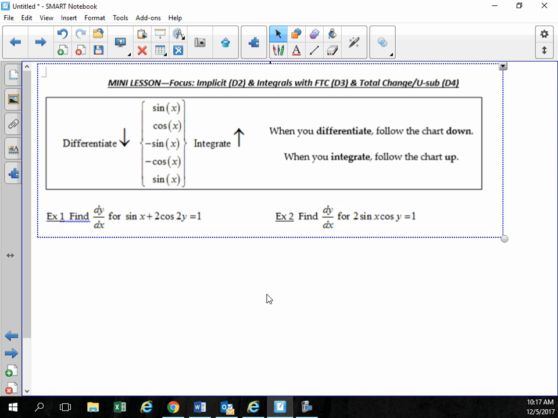If this would help you memorize it, I can write this down and then look at it. Great. If not, don't worry about it. It's just another way for you to memorize. I do not care how you memorize this. It's your choice. Just memorize. Let's talk about the very first example. The very first example I have up here says sine x plus 2 cosine 2y equals 1.